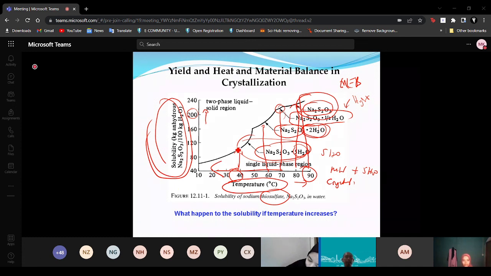So what happens is that for you to reach the solubility, to reach the crystal region, you need to be somewhere around here. Everything has to be above this. Anything above here, you're going to obtain crystal.